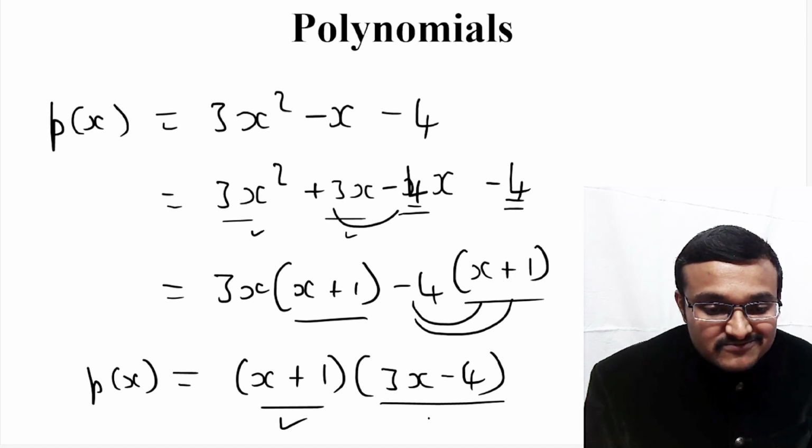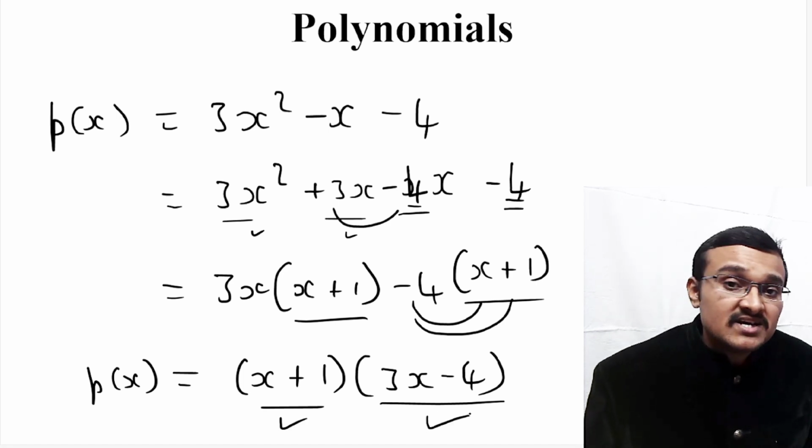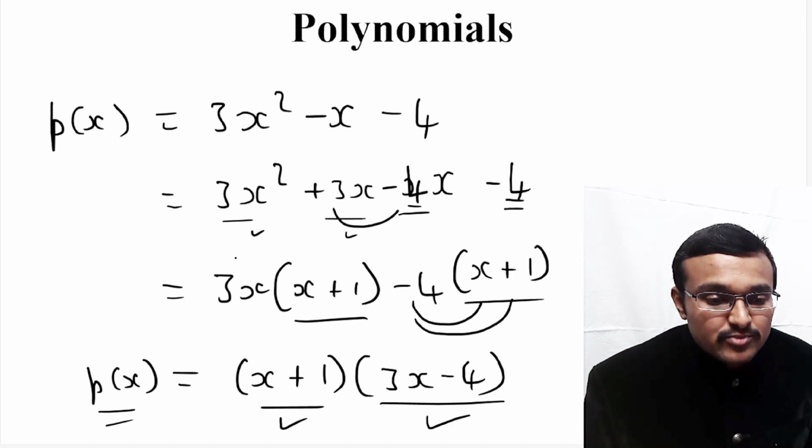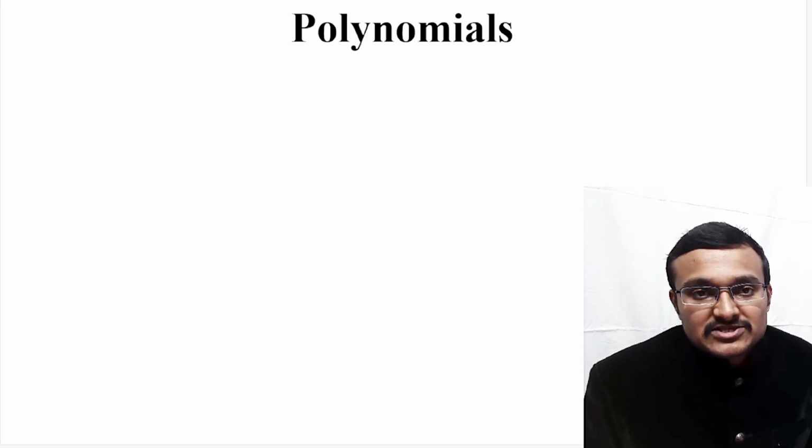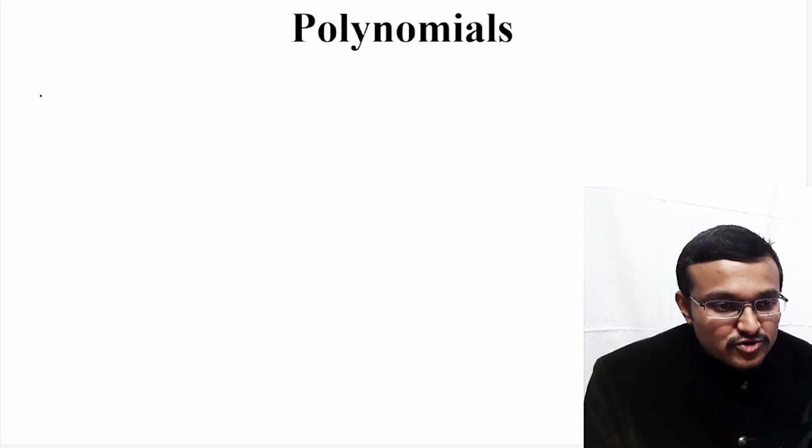So x plus 1 is one factor and 3x minus 4 is another factor of this particular polynomial 3x square minus x minus 4. Similarly, you can solve the second and third questions in this fourth question.